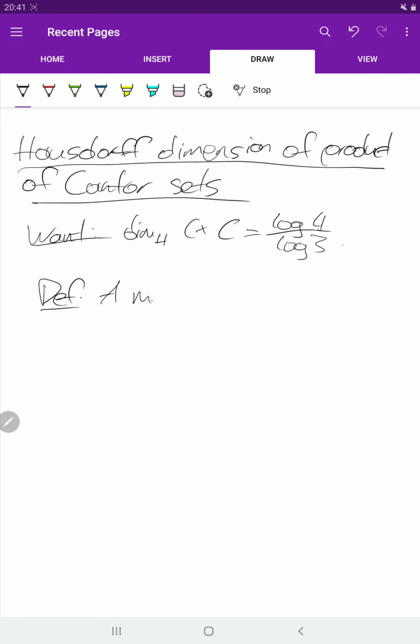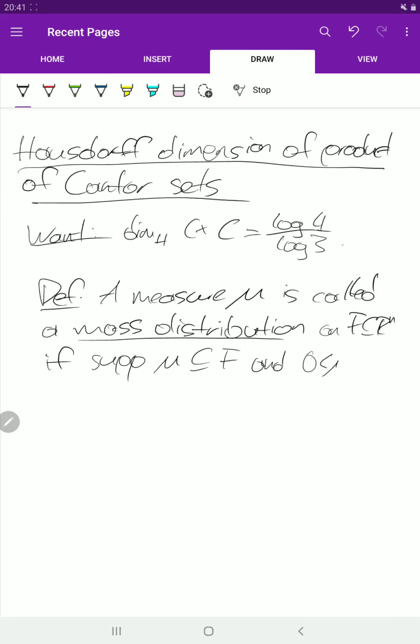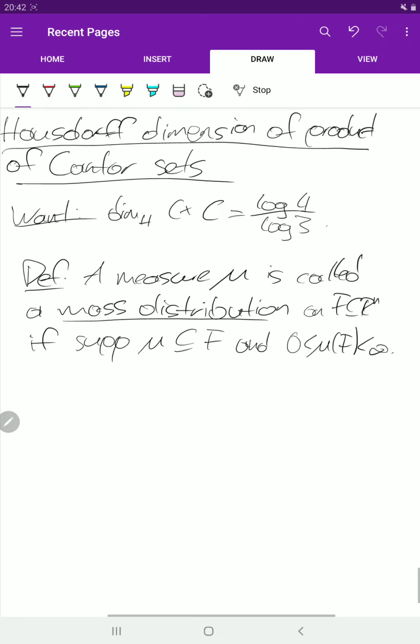A measure mu is called a mass distribution on F, where F is just a set in R^n, if, again, let's say F should be Borel, the support of our measure is contained in F, and we want the measure of F to be non-zero and finite. Okay, that's a simple definition.